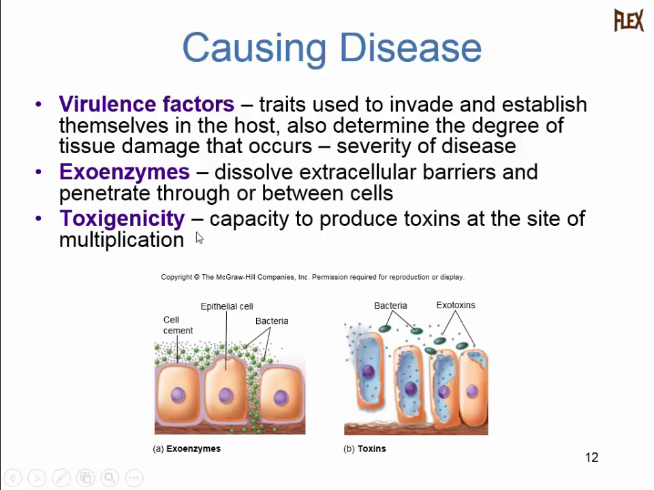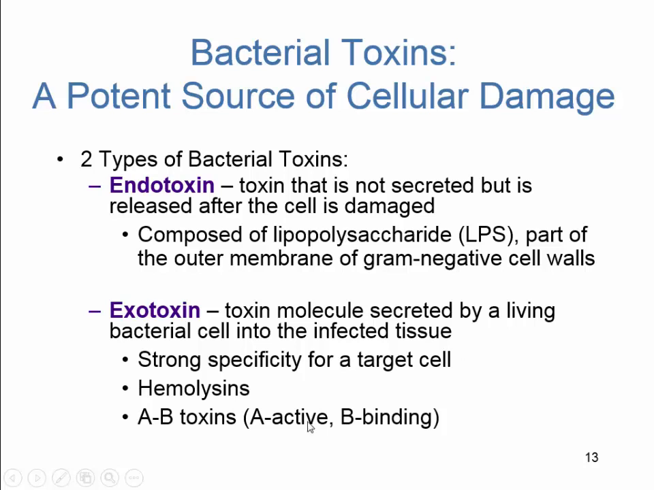And then, of course, some microbes, especially those that are going to cause severe GI distress, are going to have toxigenicity, meaning they're able to secrete toxins at the site of multiplication. An example is Shigella, which secretes Shiga toxin. Shiga toxin will cause systemic damage within that site of infection, resulting in severe inflammation and things like that. And so there are two distinct types of bacterial toxins.